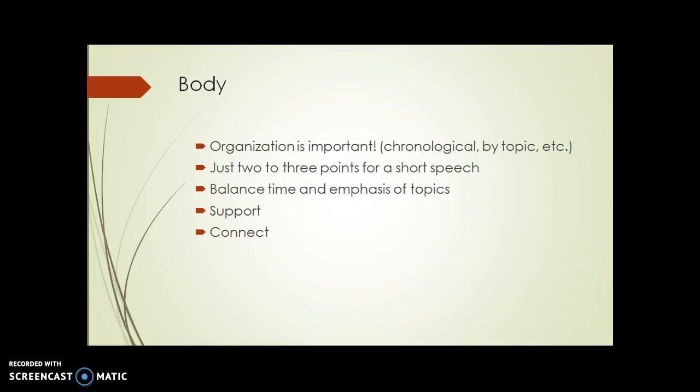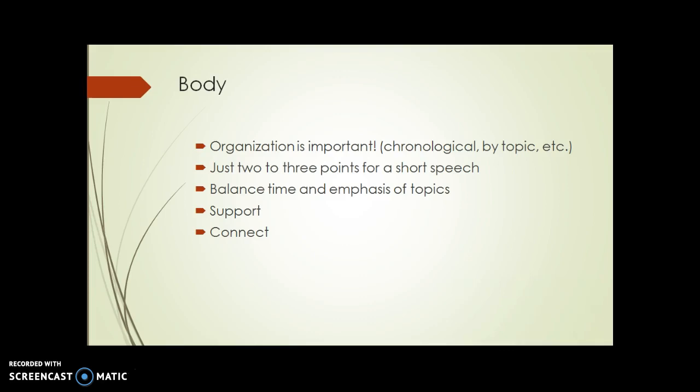Organization in the body is critical. You have to think very carefully about how you want to organize your information. Are you going to set it up chronologically? Are you going to set it up by topic? How are you going to organize everything? When you're doing a short speech, like 4 or 5 minutes, which is what you're going to be doing for this class, then only 2 or 3 major points are needed. Then you need to balance your time and emphasize your topics evenly. So if you've got 3 points in your speech, each one of those 3 points should be given pretty much equal time.